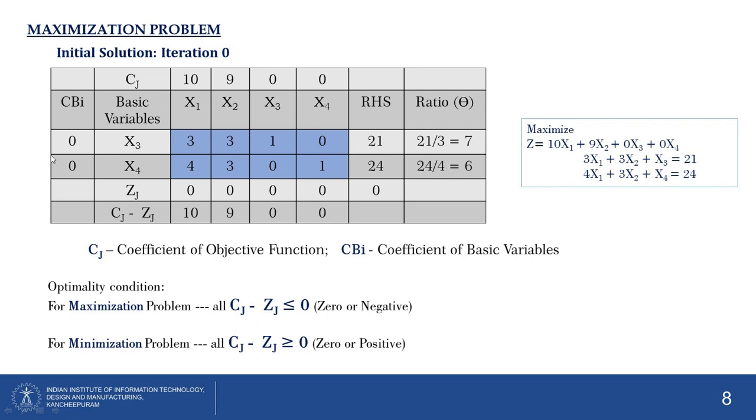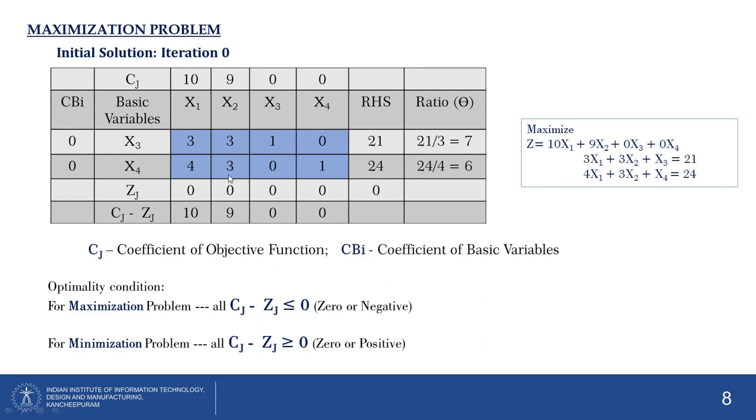Now if we go to the equations, here we have to fill this violet colored space. So the coefficients, for x1 it is 3, for x2 it is again 3, for x3 it is 1, for x4 it is 0. So 3, 3, 1, 0. Go to the second equation, 4, 3, 0, 1. Okay.